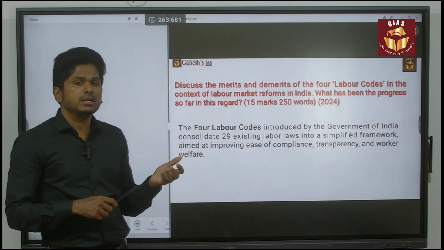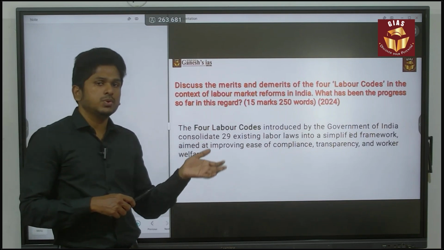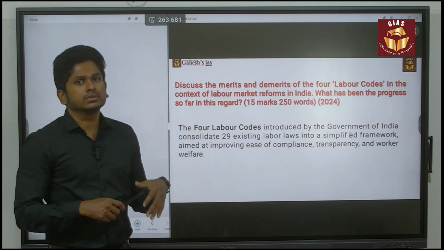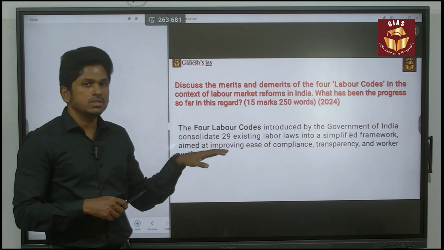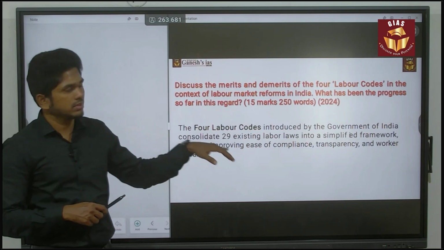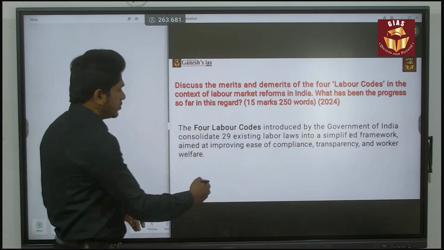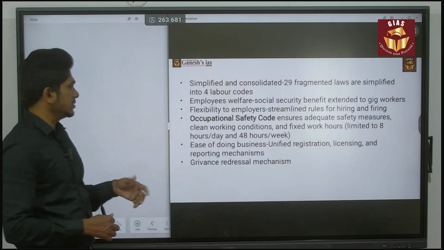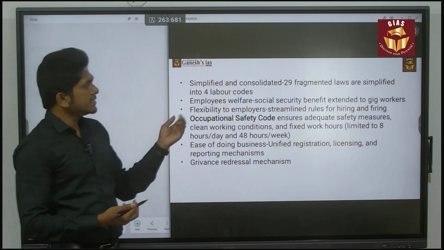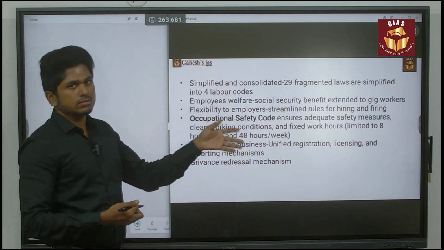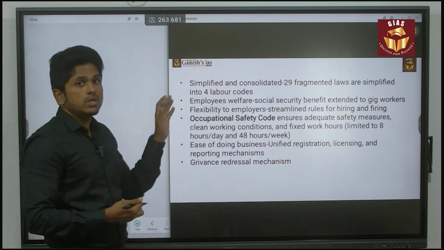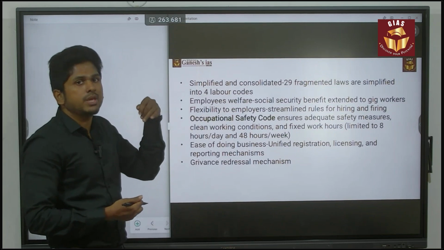That is the major thing, and also to increase the export and to reduce the import. So these are the major things we focused on and introduced the four labor codes. Now you have to give the merits. First thing, the first point itself is about a simplified and consolidated law. So it is a consolidation of the 29 laws. So that is the major achievement.